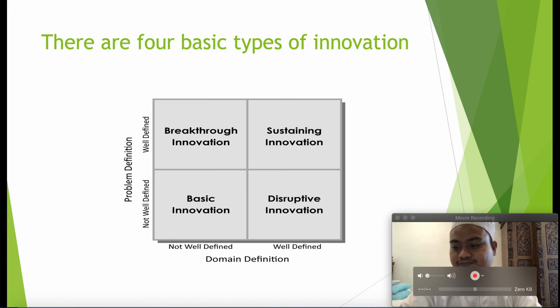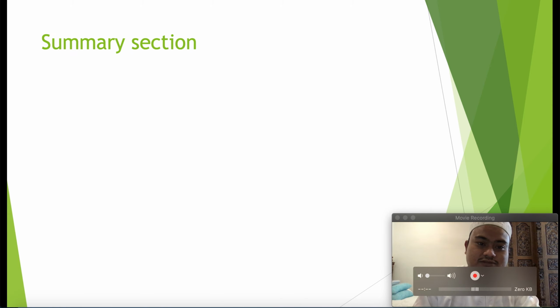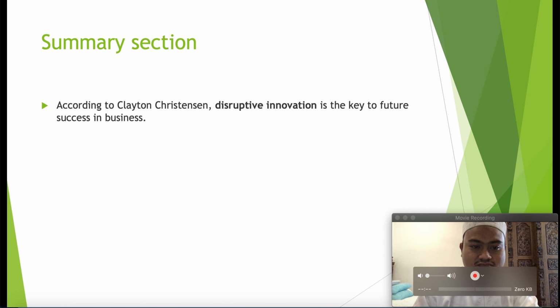Okay, for the next slide, the summary of the section. In my opinion, for the summary of the section, I used disruptive innovation. According to Clayton Christensen, disruptive innovation is the key to future success in business.